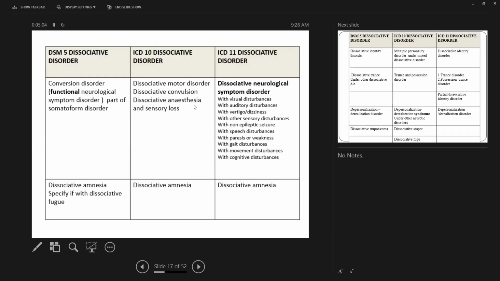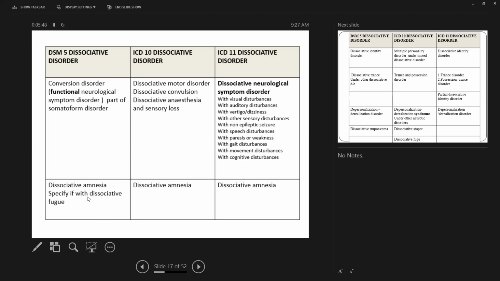Now, differences in the nomenclature. Currently, DSM-5, ICD-10, and ICD-11. In DSM-5, they are classified as conversion disorders, which is now in DSM-5 called functional neurological symptom disorder, which is a part of somatoform disorder. In ICD-10, there is dissociative motor disorder, dissociative convulsions, and dissociative anesthesia and sensory loss. And in ICD-11, they have called it dissociative neurological symptom disorder with a subspecifier of with visual disturbances, with auditory disturbances, with vertigo, dizziness, with other sensory disturbances, with non-epileptic seizures, speech disturbances, paralysis or weakness, with gait disturbances, movement disturbances, and cognitive disturbances.